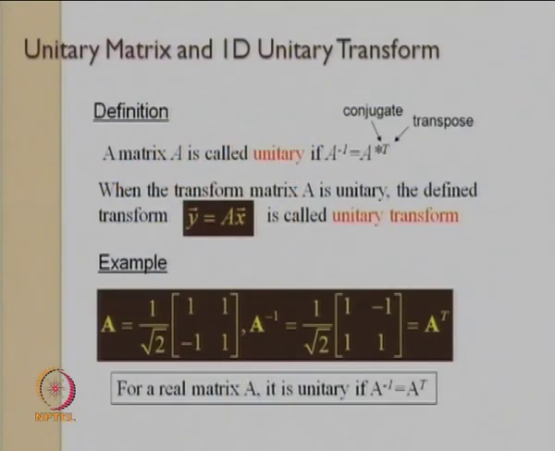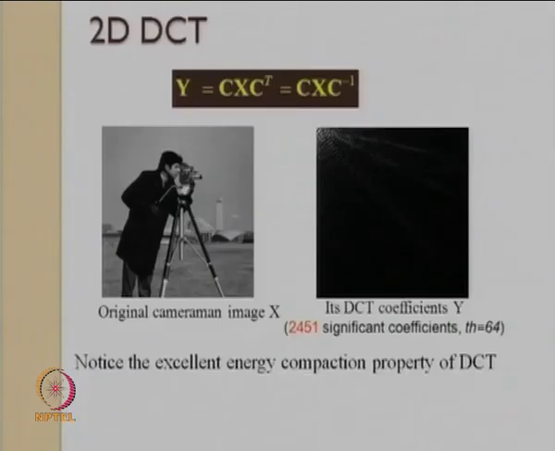Typically, the formula of a unitary matrix looks like this. If I have a matrix A, and if A inverse is equal to A transpose, let us keep it simple, let us say I am talking about a matrix which has all real entries and no imaginary part, then A inverse equal to A transpose ensures that my matrix is unitary. And if my basis matrix is unitary, it guarantees decorrelation of the information. And once we decorrelate the information, we can guarantee energy preservation and also energy compaction.